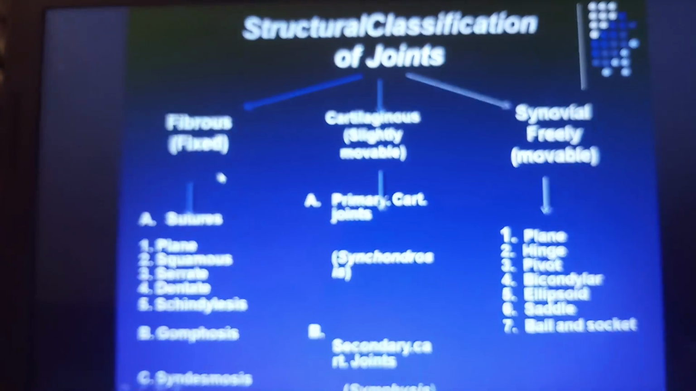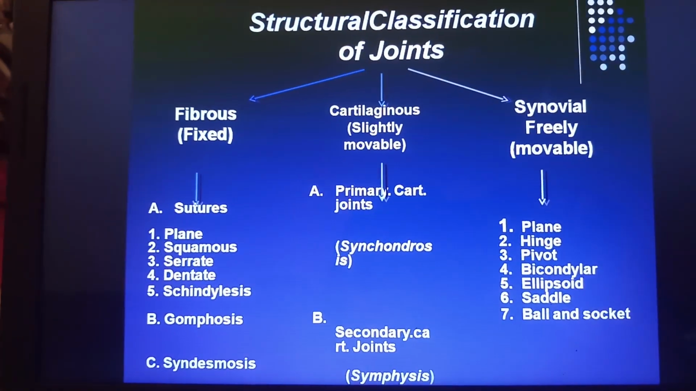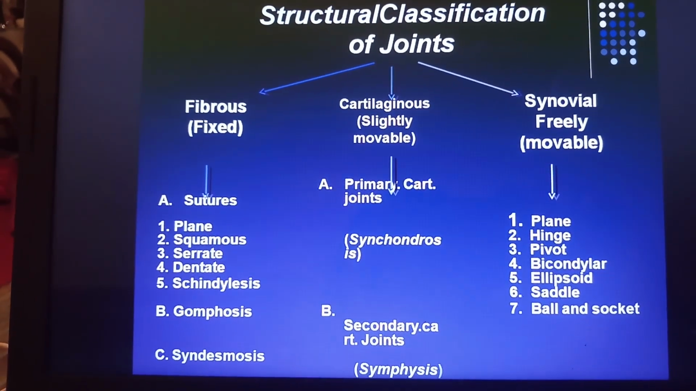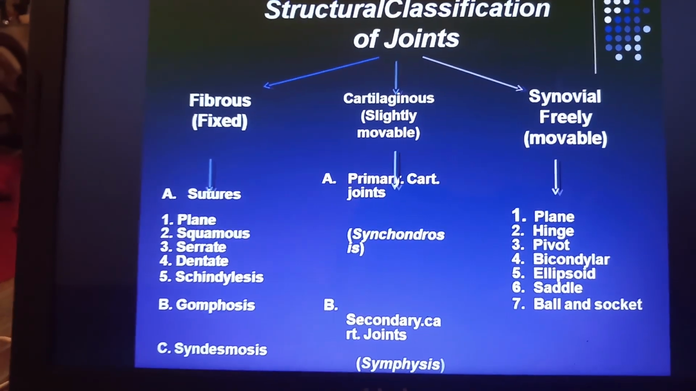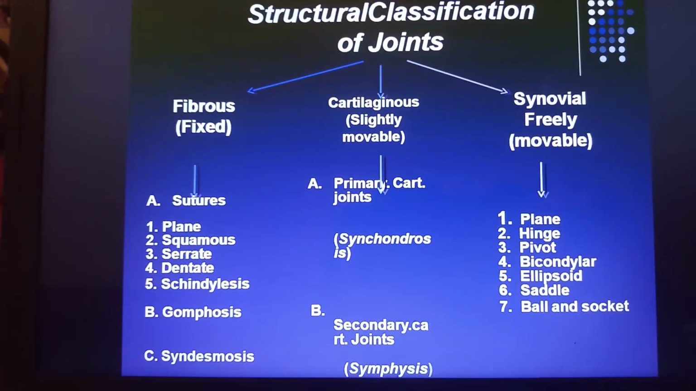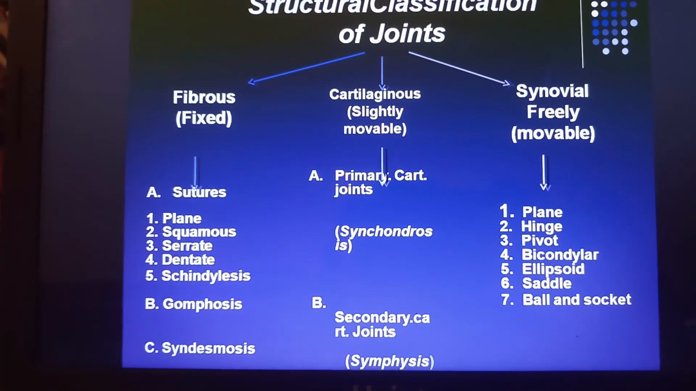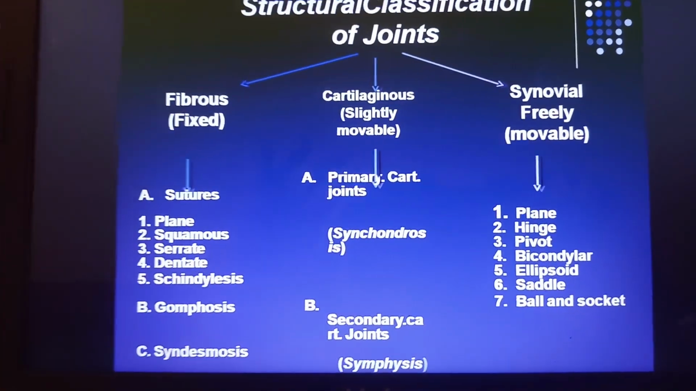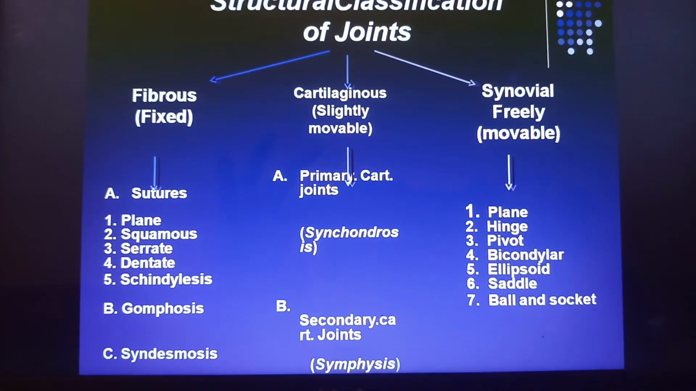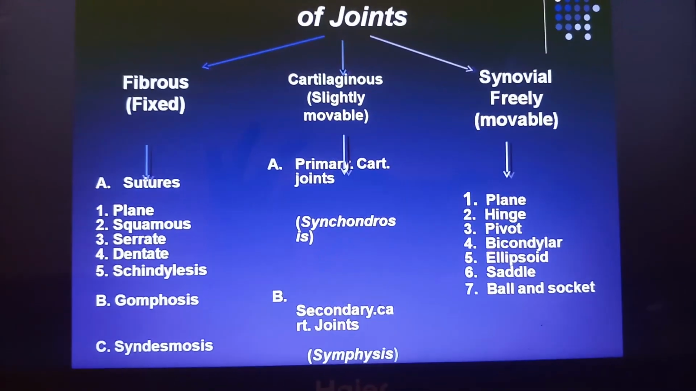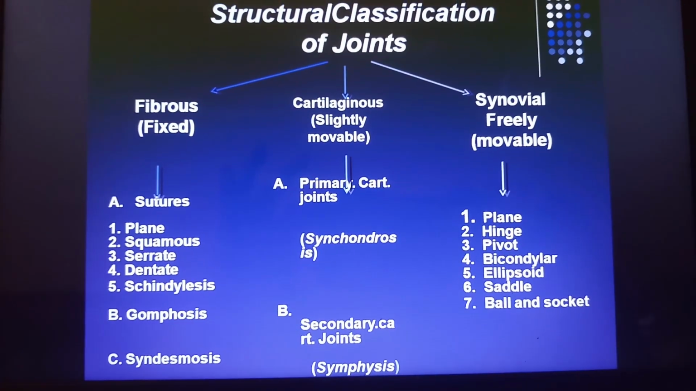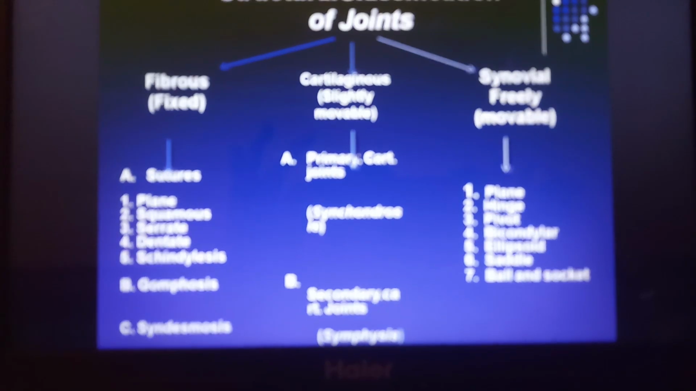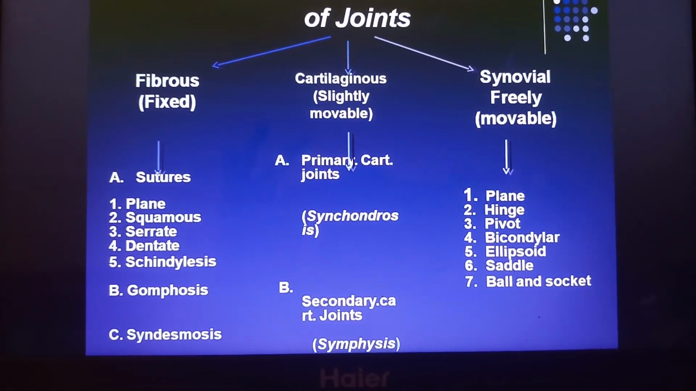Number one is the fibrous joints, which are further classified into sutures, which can be of various types: plane, squamous, serrate, denticulate, schindylesis. Then fibrous joints also include the gomphoses, and third is the syndesmosis. I am just telling you about them in the form of a flow sheet. We will discuss them one by one with examples. So the fibrous joints, one of the structural classifications of the joint, are fixed. I told you that these are of three types: sutures, gomphoses, and syndesmosis.